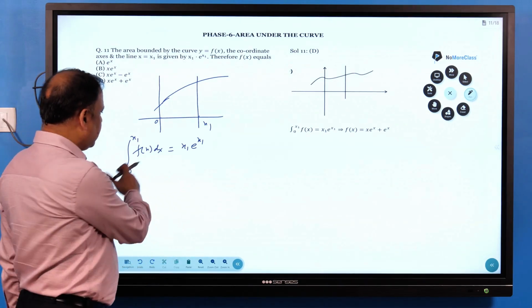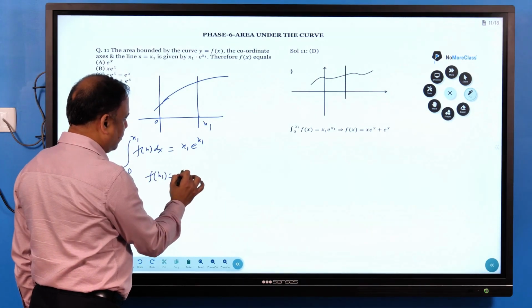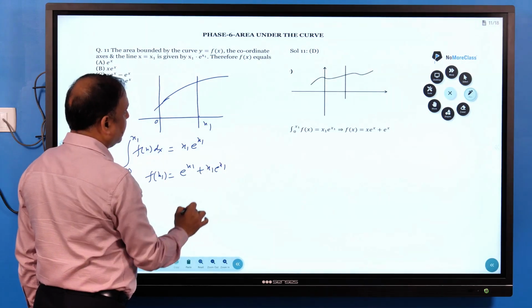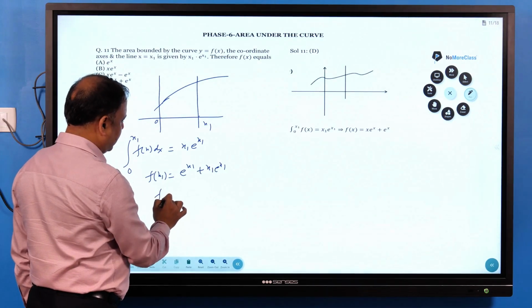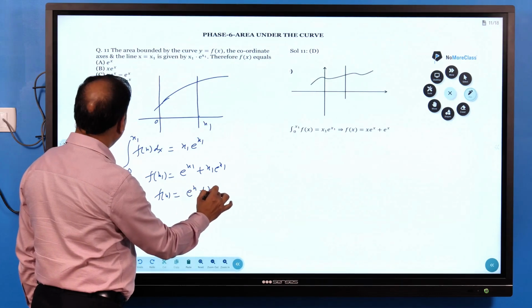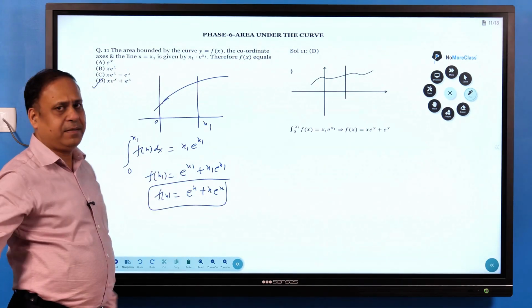So differentiating this with respect to x1, we will get f(x1) is equal to e raised to power x1 plus x1 e raised to power x1. So the function f(x) will come out to be e raised to power x plus x e raised to power x. This will be the function. So D option is correct. Thank you.